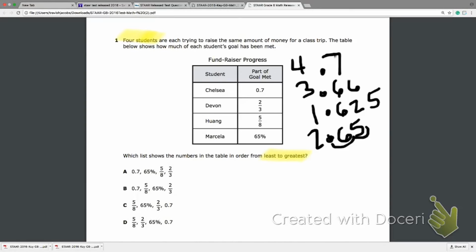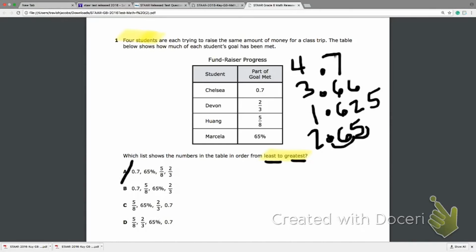Now, it was important to read that it said least to greatest. So when we look at each answer choice, we're going to start from A, work our way down to D, and figure out if we can eliminate some before we even pick the answer. This is if you're running out of time, but the first question should be pretty easy, so just take your time and read the question. Now what we have here is 0.7, 65%, 5/8, 2/3. We can eliminate that because we know that 0.7 is the greatest number on the number line.